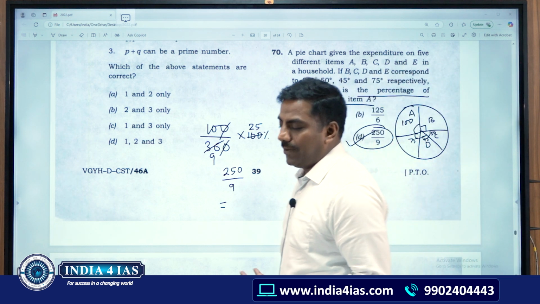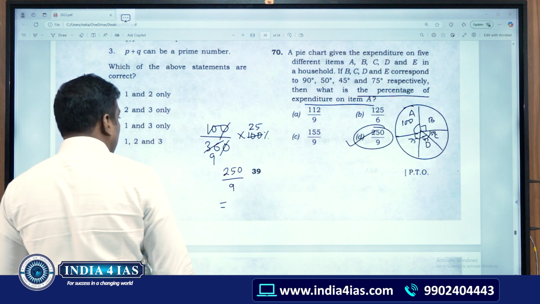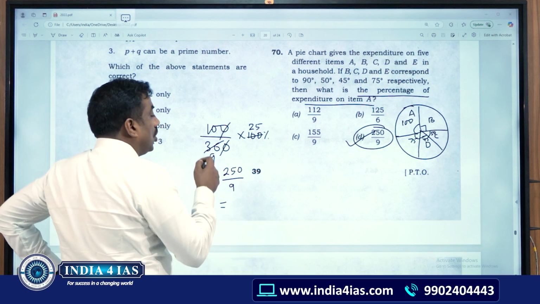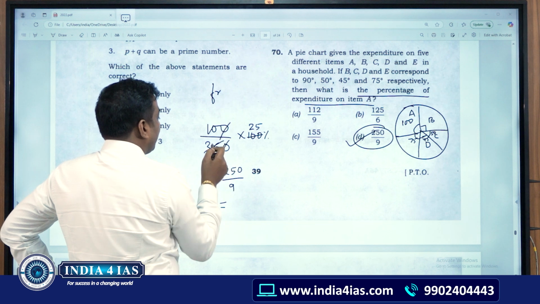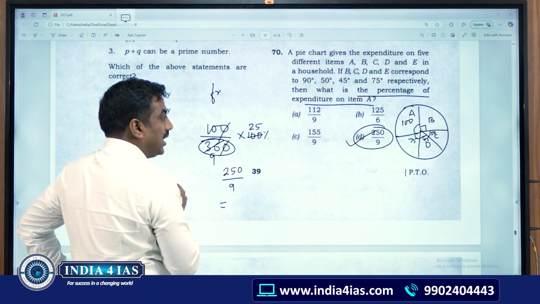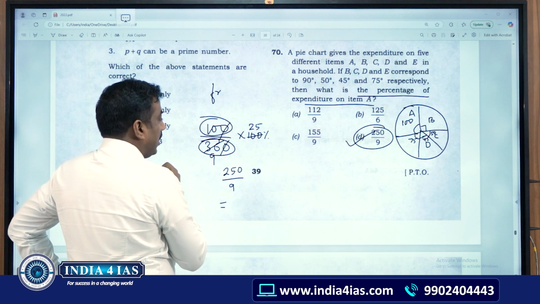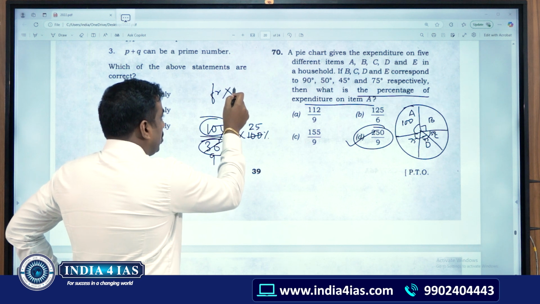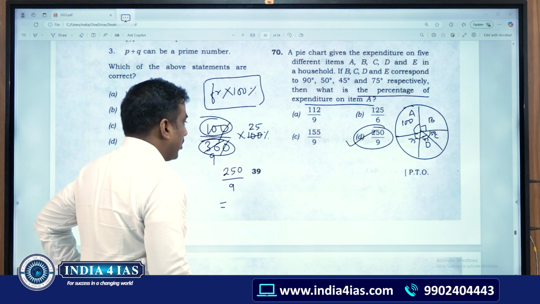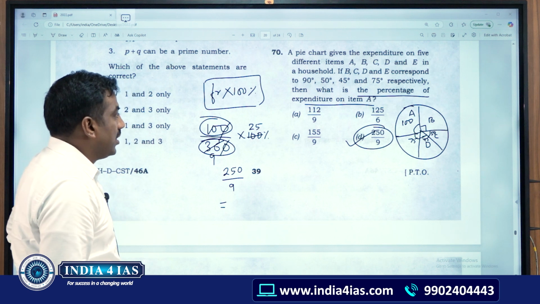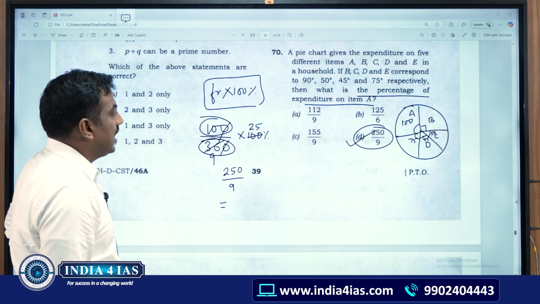So here simple, whenever we want to convert the angle into the percentage, you have to take the fraction. In that fraction, 360 degree will come in the denominator and that angle will come in the numerator and into 100%. This is what you have to do. So this is totally 250 by 9.